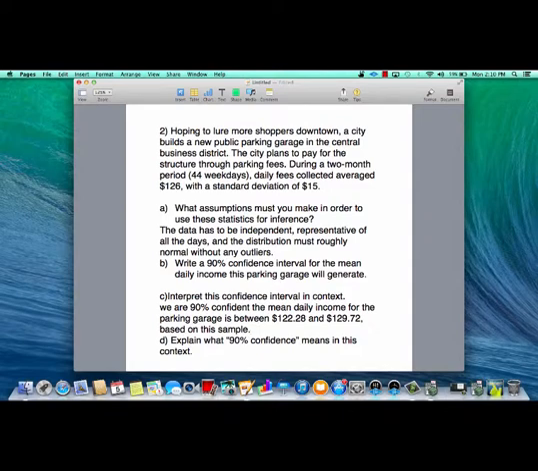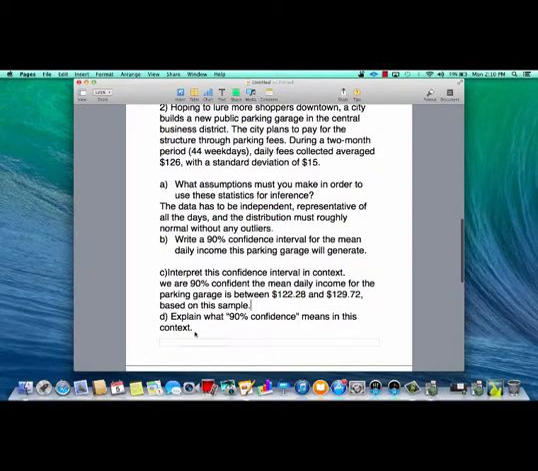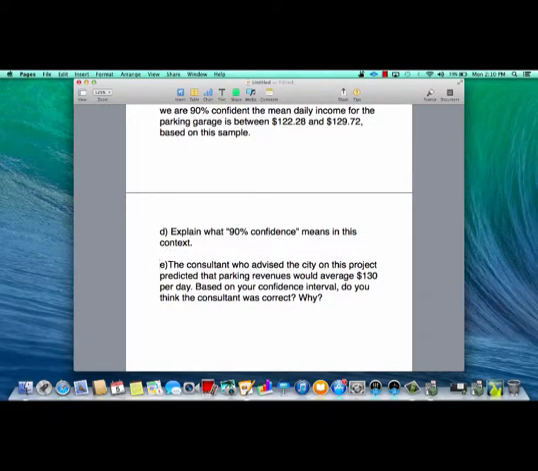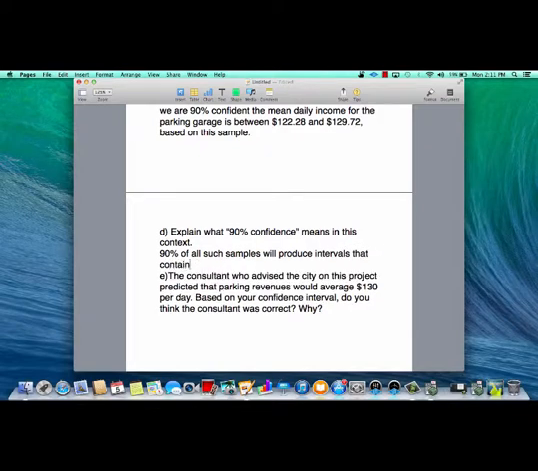Part D, explain what 90% confidence means in this context. Well, let me jump down here and scroll up a bit. Give me some room. What this means, guys, is 90% of all such samples will produce intervals that contain the true mean daily fee. So 90% of all such samples will produce intervals that contain the true mean daily fees.